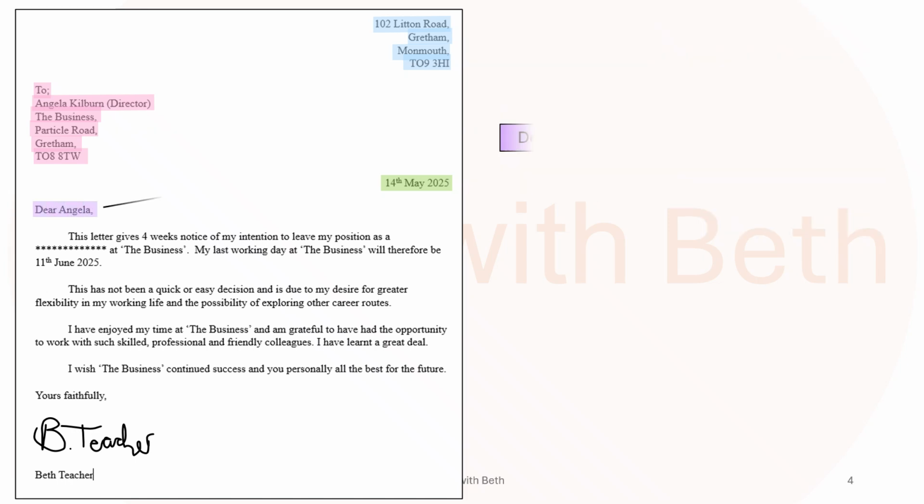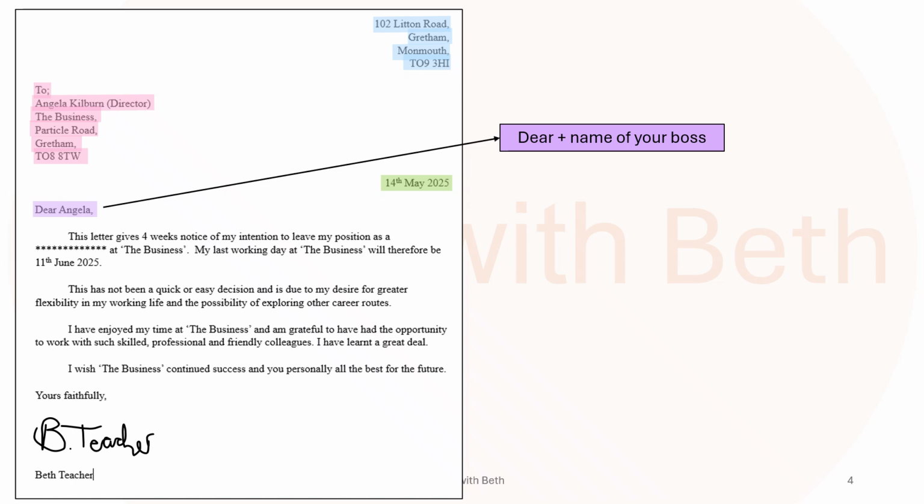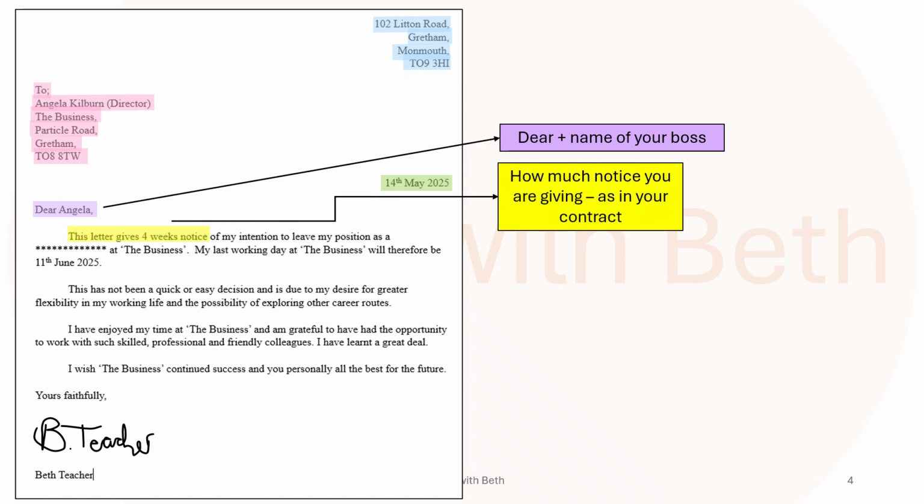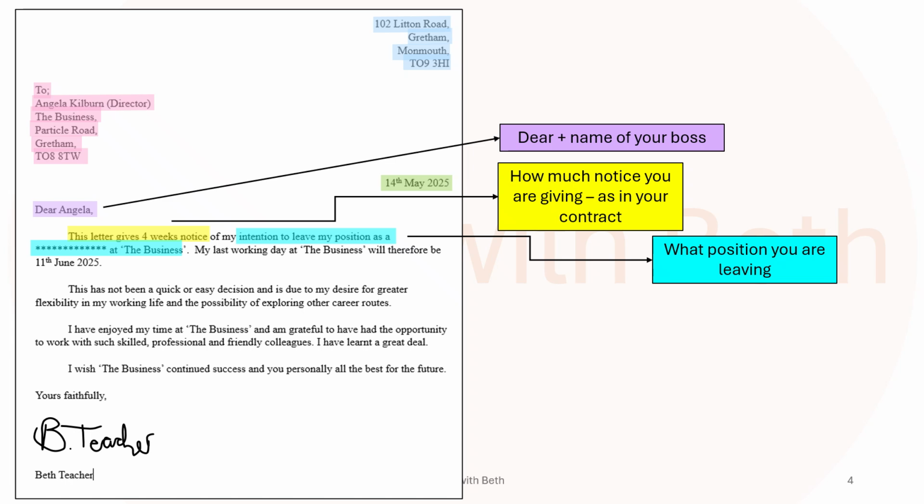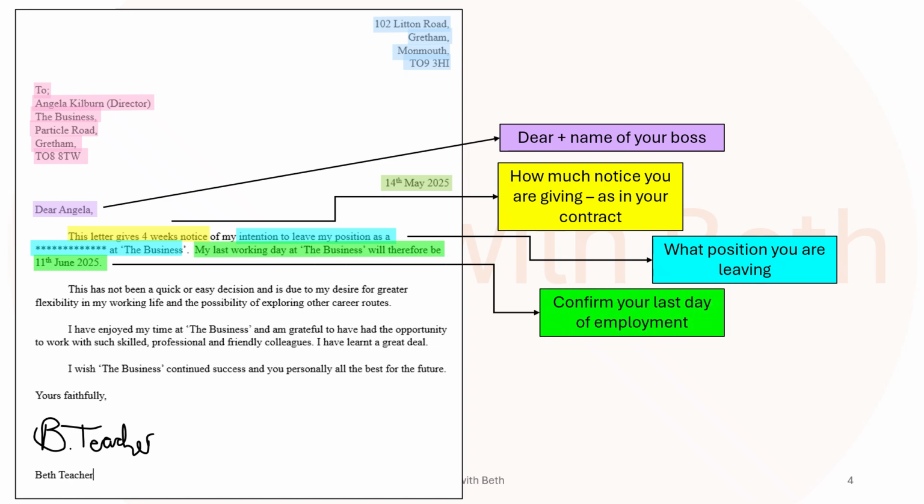Start your letter by putting "Dear" and the name of your boss or manager. In the first paragraph, you would write how much notice you are giving, which will be written in your contract, what position you are leaving, and confirm what your last working day will be. Here we are using the name "the business" as an example of a workplace.